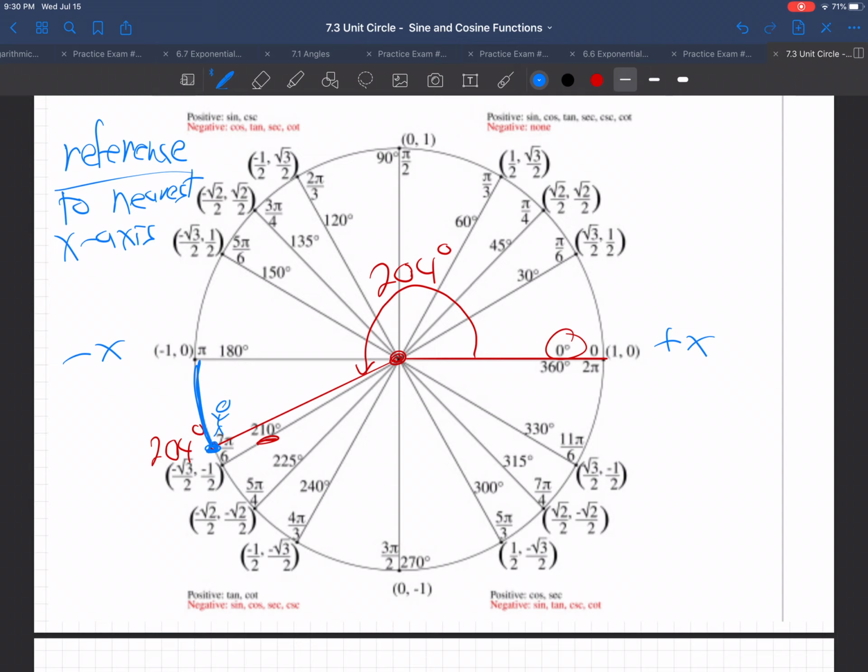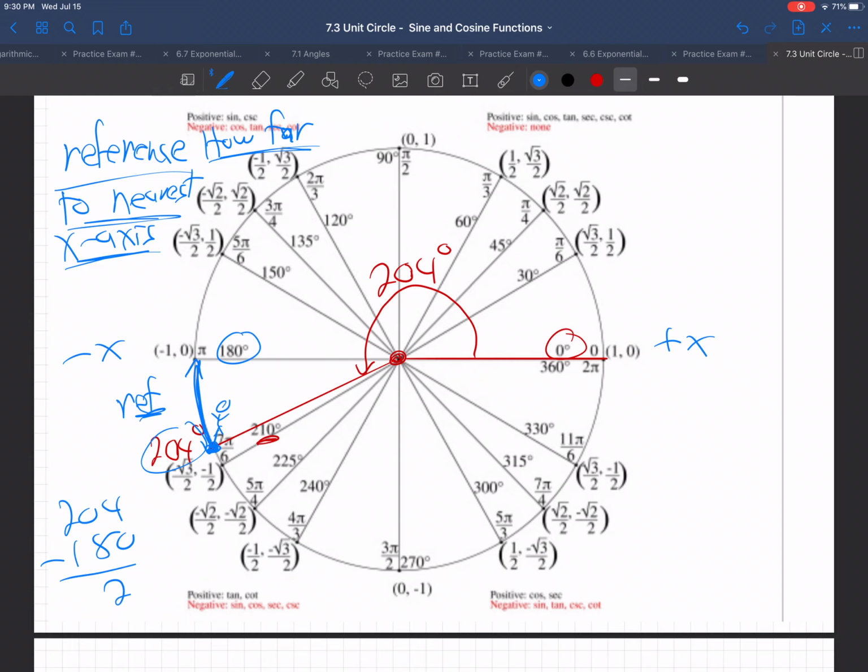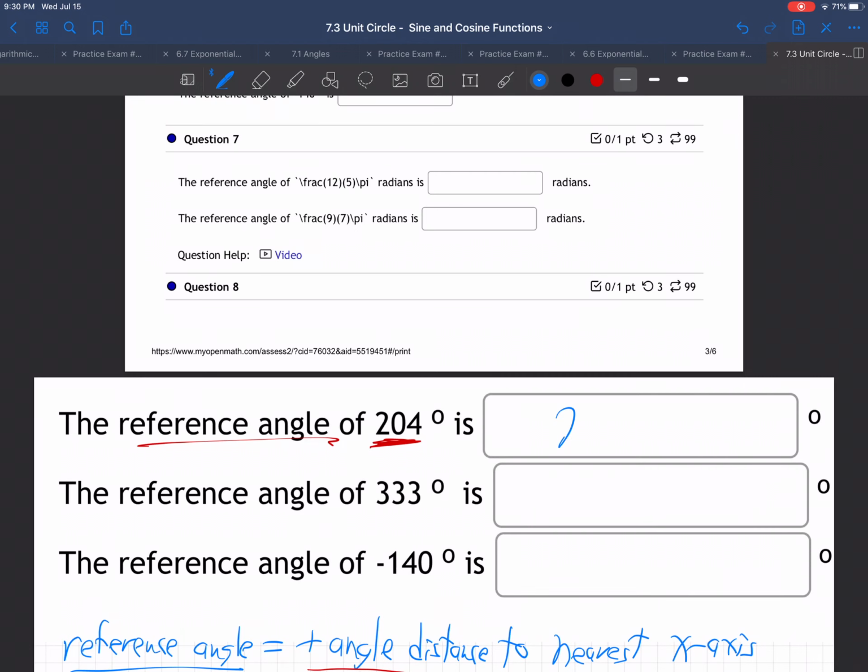And the question is, that's what I should have written, how far to the nearest x-axis. So how far from there to there, that's the reference angle. Well, it's from 180 to 204. So that's not bad. It's just 204 minus 180. I think that's 24 degrees. So there we go. There's our first answer. 24, it's already got the degree symbol there for us.